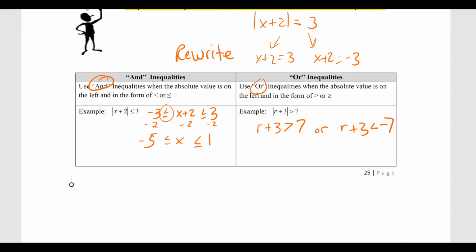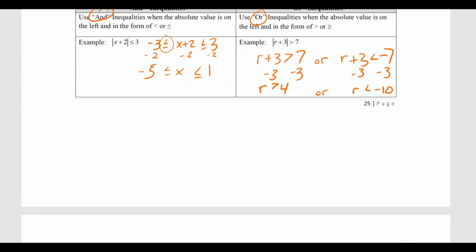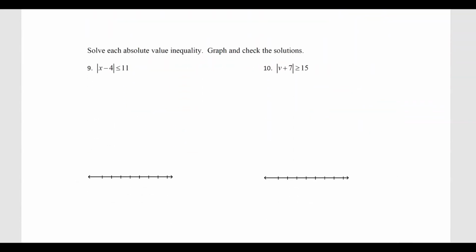And now I solve them separately by subtracting 3 from both sides. R is less than 4. Over here I subtract 3 from both sides. Or R is less than -10. So those would be my 2 things. And again, you could check them if you wanted to. But we're going to move on. So that was page 25. So you have everything copied down from page 25. And I'm going to start page 26 for you.